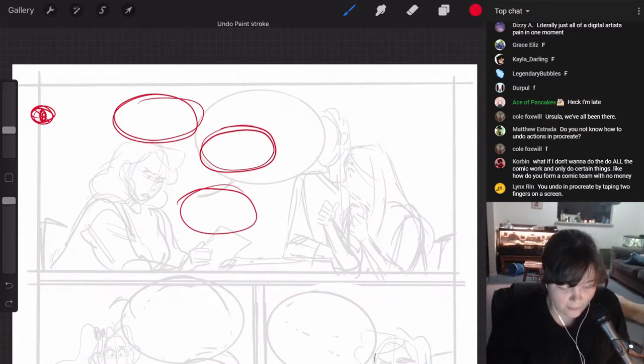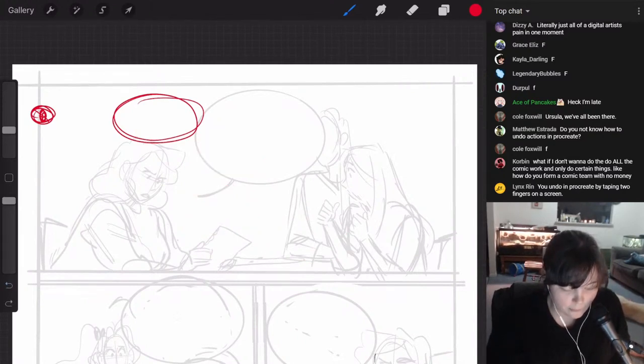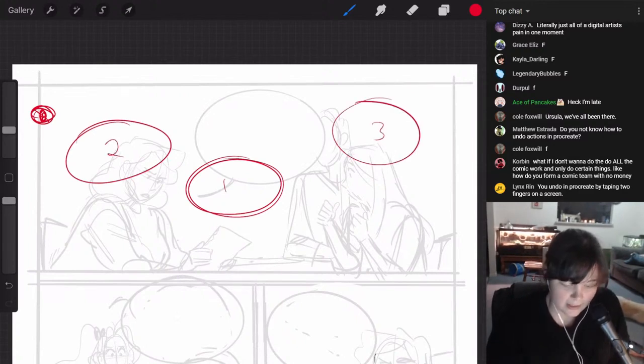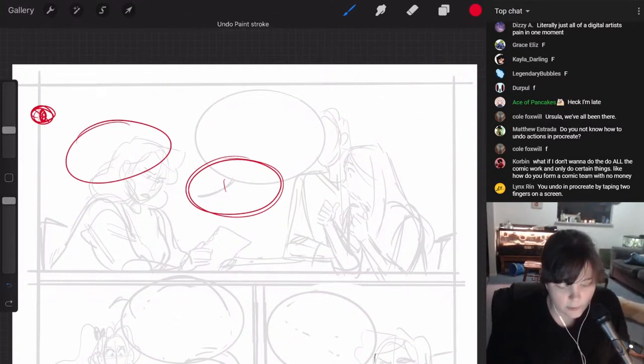You can't have your first bubble be down here, and then the second bubble you want read up here, and then the third one over here, because people are going to get confused. They're going to read this one as the first one, this is the second, and this is the third. So keep that in mind.